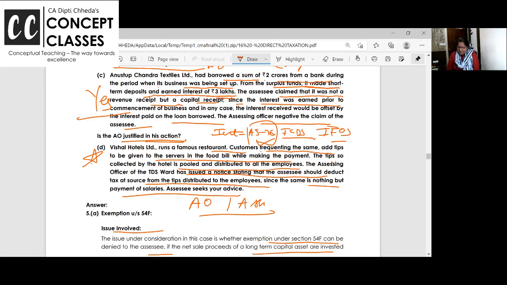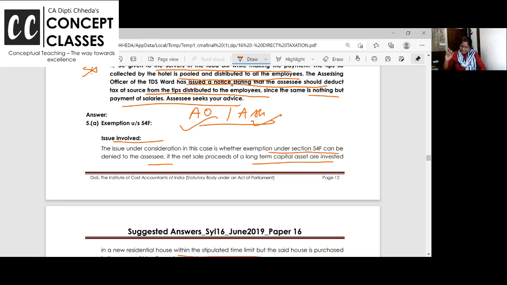You have come to learn. Is AO correct? TDS काटना था or is SSC correct? And if you can give some reason also for this. Why? Tell me. Who is correct?